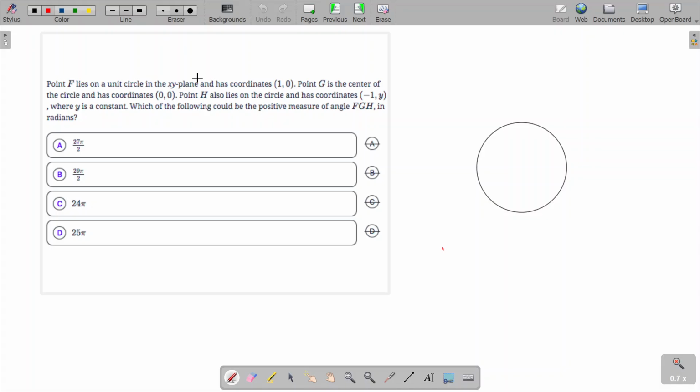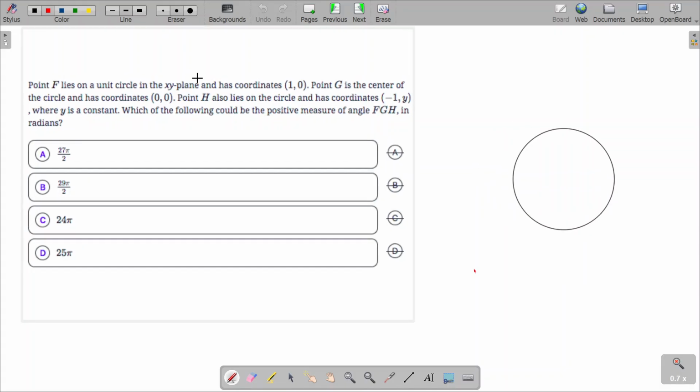Let me zoom out so that I can draw the figure as well. In these unit circle questions, it is very important to draw the circle and the figure so that you can visualize it and get the answer faster. Let's visualize it. Very clear, you have to draw a circle, draw these two axes and then read the question. Point F lies on the unit circle in the xy plane, has coordinate 1 comma 0.